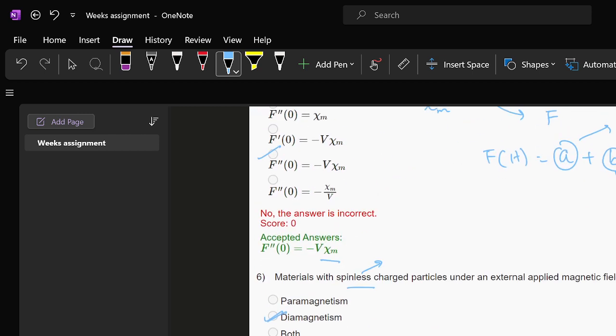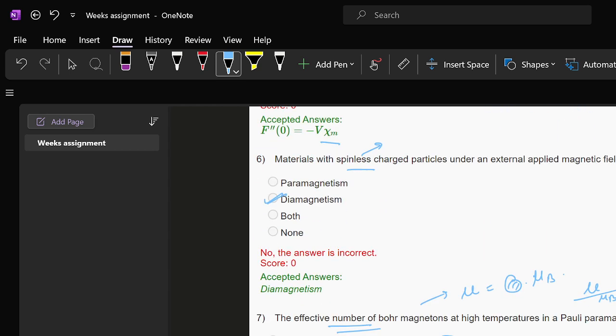Question number 6, ma'am. Question number 6 asked about materials with spinless charged particles. Yes, without spin you cannot have paramagnetism, because for that you need an uncompensated magnetic moment, so you have to have an effective spin for the particle. But in diamagnetism the basic idea is you do not need any spin. That's why diamagnetism is an inherent property of any material. You can take any material, it can have a diamagnetic property, even if very weak, but it will be present. Yes, ma'am. That is why you use the whole angular momentum J = L + S, because there is this additional spin factor. So you have to make use of that. Yes.